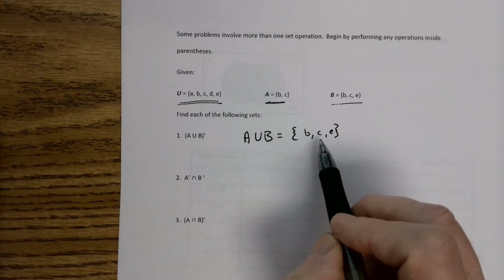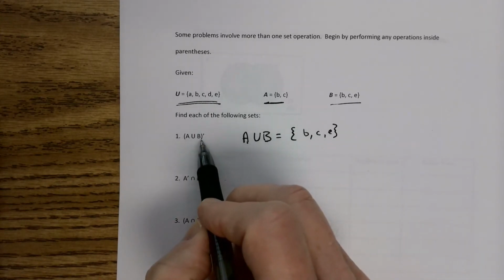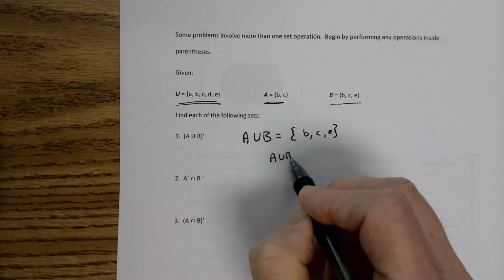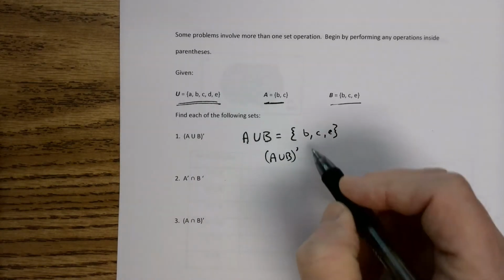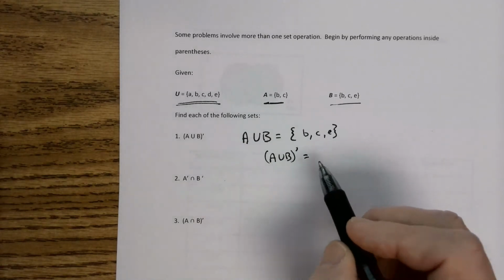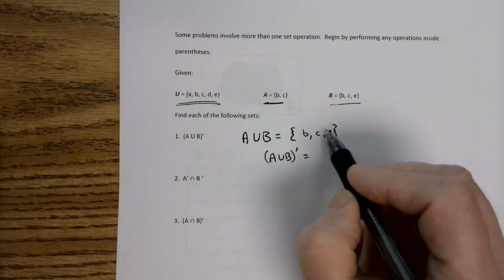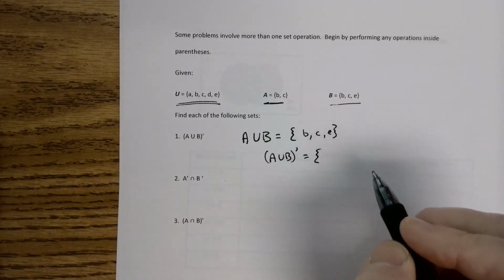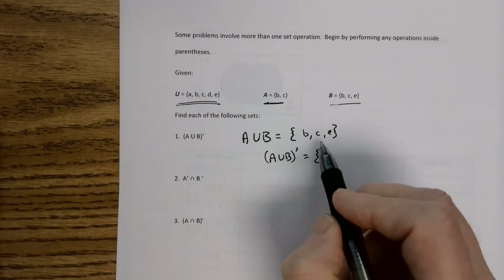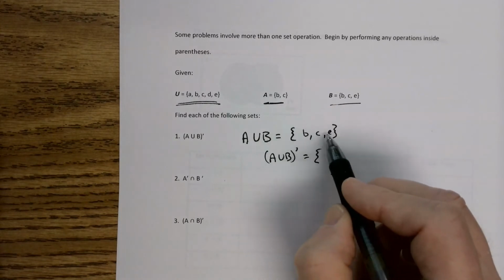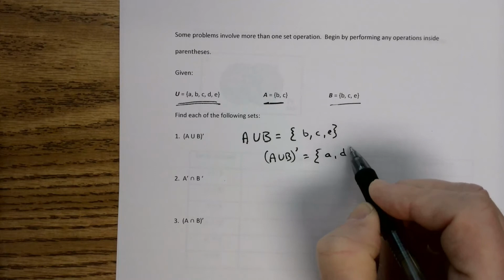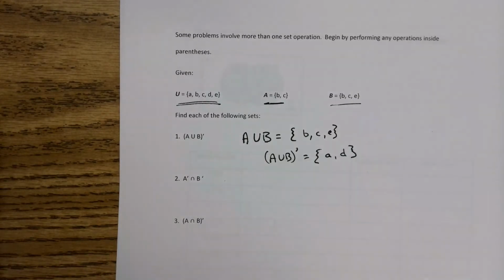But then we took the complement of that. So what is in the universal set that's not in what we just did? What's in the universal set that's not B, C, or E? I got A, D. So they're basically two-step problems.